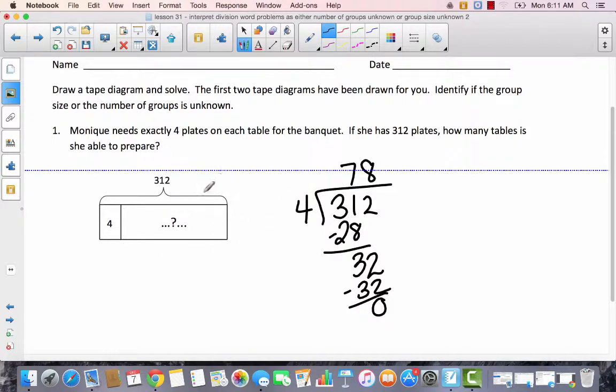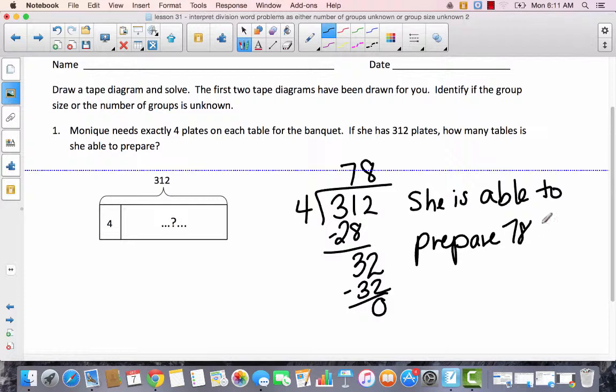So this is my draw. This is my number sentence. Now I'm going to answer this sentence. How many tables is she able to prepare? So I would say she is able to prepare 78 tables.